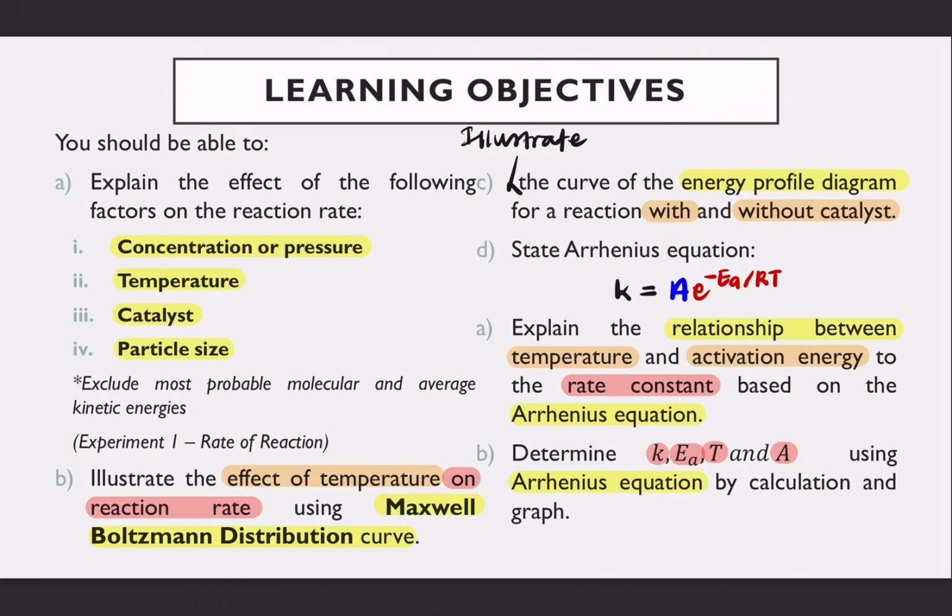So basically for your EA, when we have catalyst, it will be lower, but without catalyst, it will be higher. Alright. Next, we're going to state the Arrhenius equation and use that Arrhenius equation to relate temperature, activation energy, and rate constant. And then we're going to do some calculations and draw graphs using the Arrhenius equation to find any of these terms. Alright?